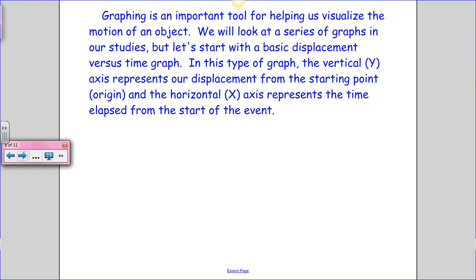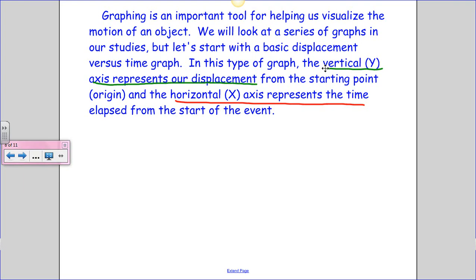Graphing is a really important tool for us to help us visualize the motion of an object, and we are going to use graphs up the wazoo over the next couple weeks. In the very first one, let's look at a really basic displacement versus time graph. So in this type of graph, the vertical, or y, represents displacement, and the horizontal, or the x, represents time.